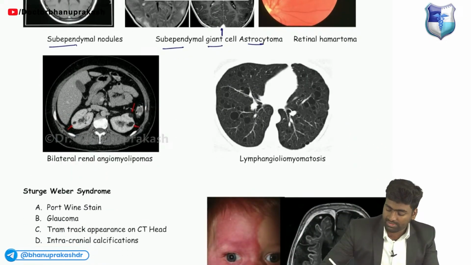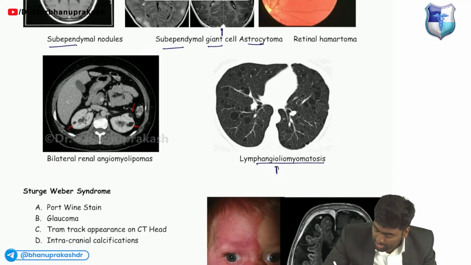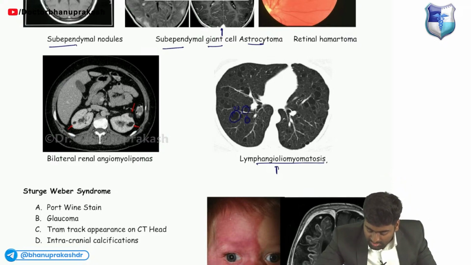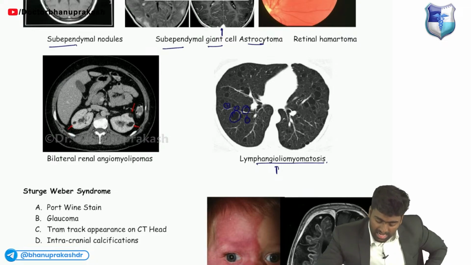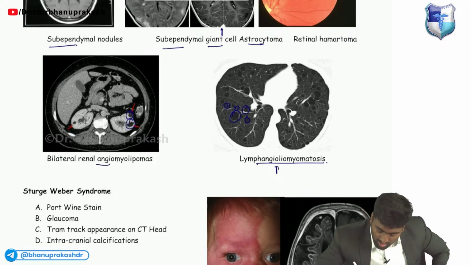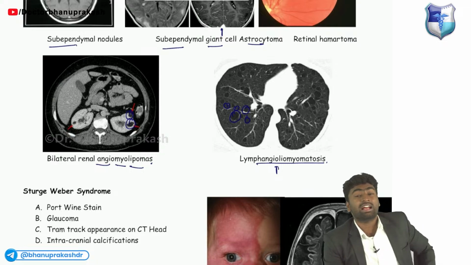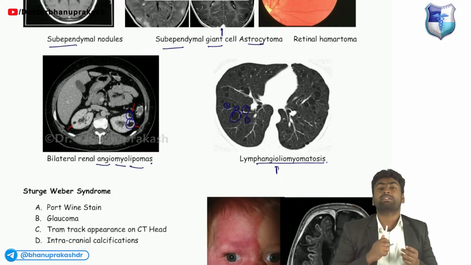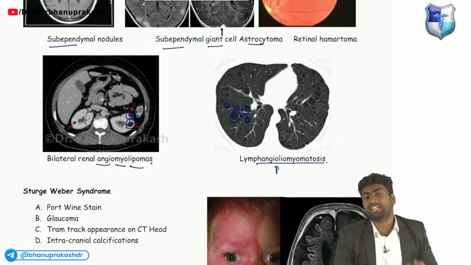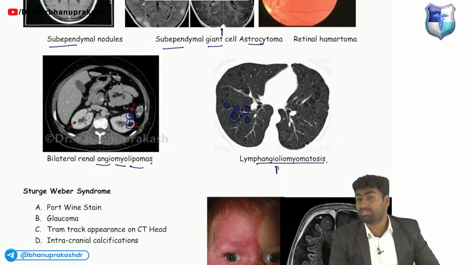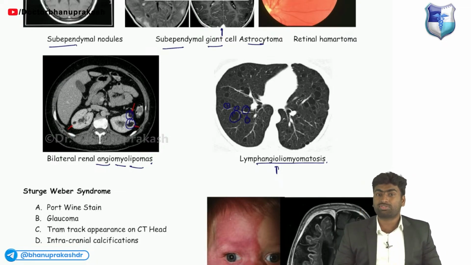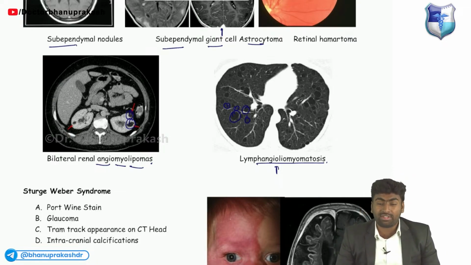And in lungs, you will see this lymphangiomyomatosis. There will be large cystic swellings there. Lymphangiomyomatosis. And in kidney, you will see this angiomyolipoma. There will be vessels, so there will be bleeding, there will be lipids, and there will be muscles. It is known as bilateral angiomyolipoma. So all of this will be typically seen in a case of tuberous sclerosis.